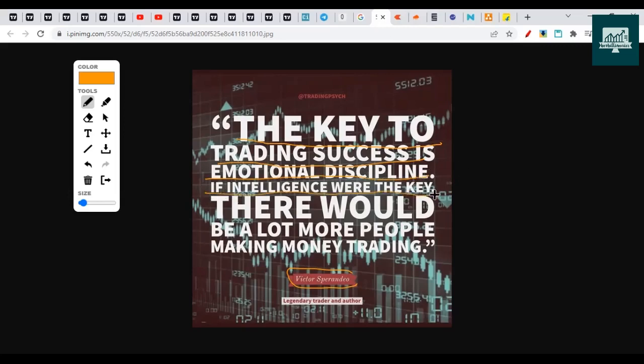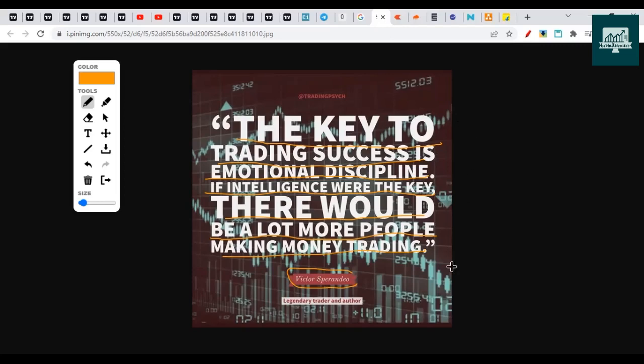If intelligence were the key, there would be a lot more people making the money in trading. So he means that intelligence is not required, or intelligence is less required than the emotional discipline. So emotional discipline carries more weightage than the intelligence. Otherwise, there could have been a lot of intelligent people making the money. It doesn't mean that if you are intelligent, then you will be emotionally disciplined, right? It can be, but you need to have a combination of both.